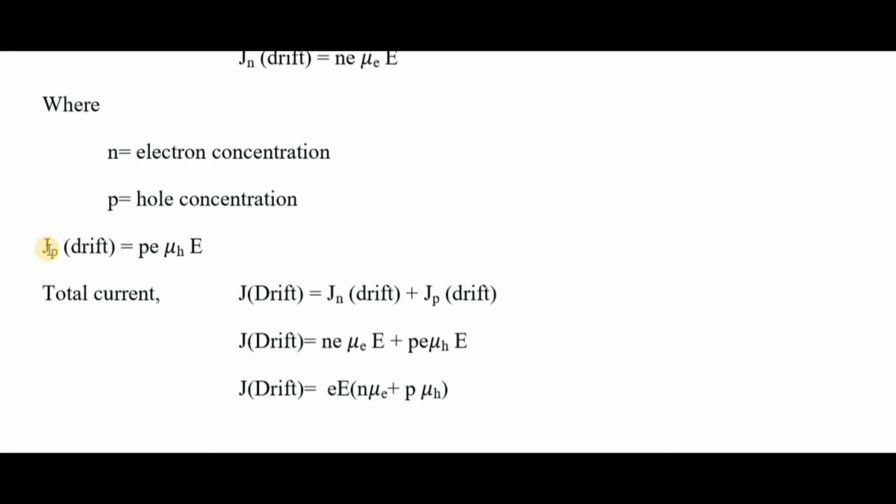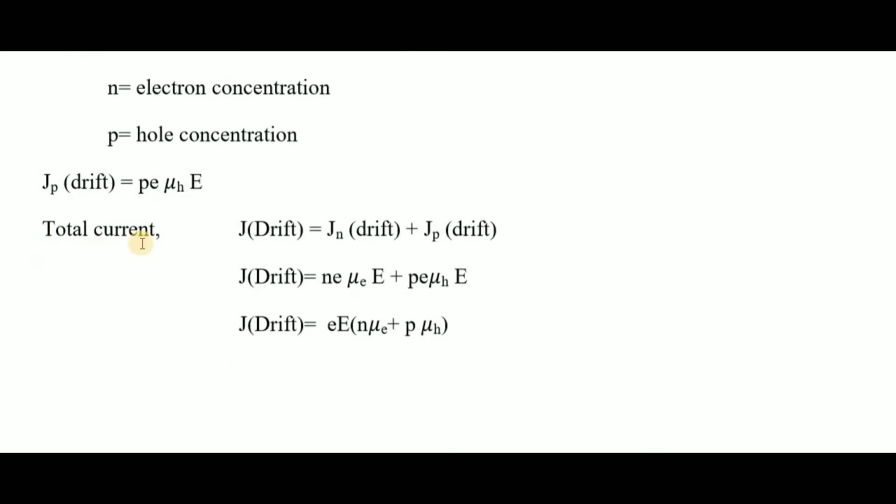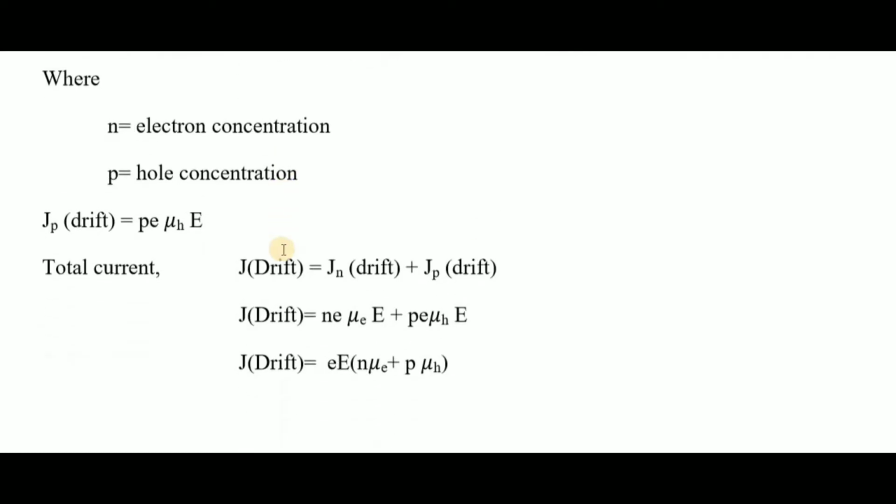Now for holes, J_p drift is equal to P e into mu_h into E. P means the concentration of holes, e is the charge of each hole, mu_h means mobility of hole, and E means electric field. The total current J drift is equal to J_n drift plus J_p drift.